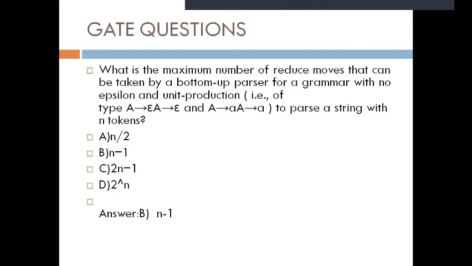Next, what is the maximum number of reduce moves that can be taken by a bottom-up parser for a grammar with no epsilon and unit production, that is, of the type A derives empty and A derives A, to parse a string with n tokens? The options are n by 2, n minus 1, 2n minus 1, 2 power n. The answer is option B, which is n minus 1.